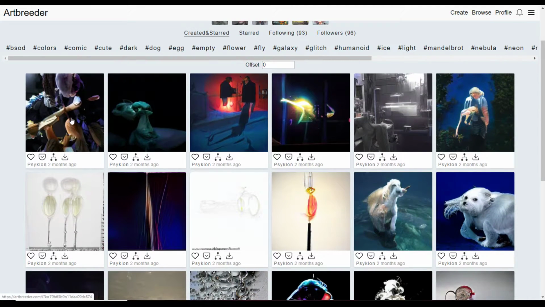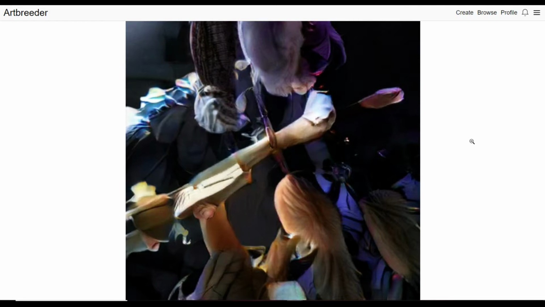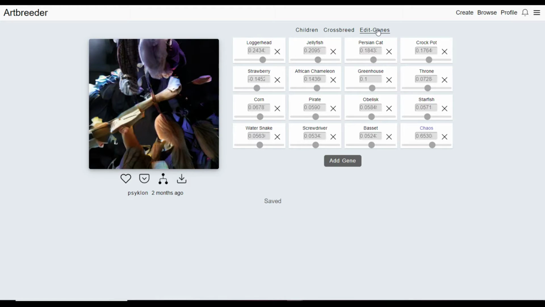Look at this one. Oh. It looks like there's some fabric. There's lots of fabric-y type curves and things. Maybe some sort of aquatic jellyfish type of information. Oh, hey, jellyfish. As well as an African chameleon.